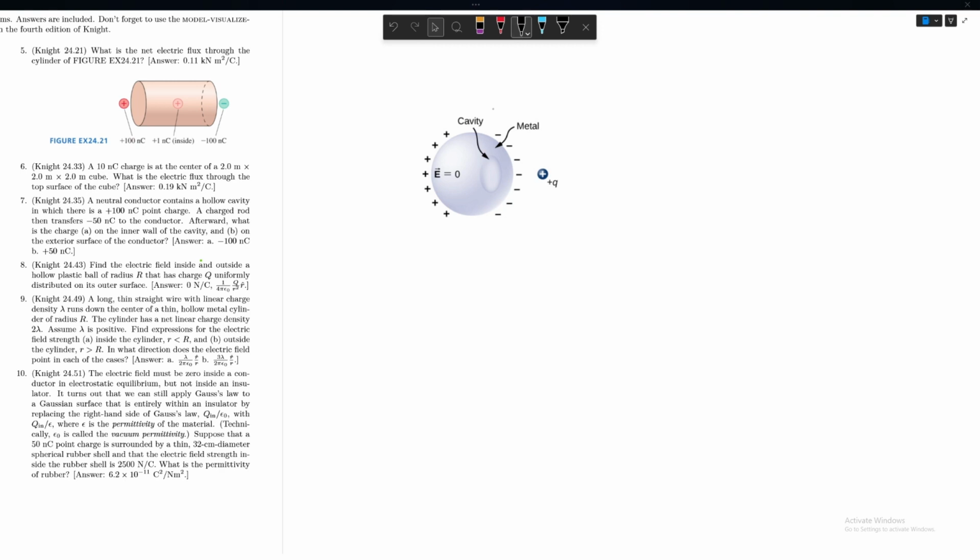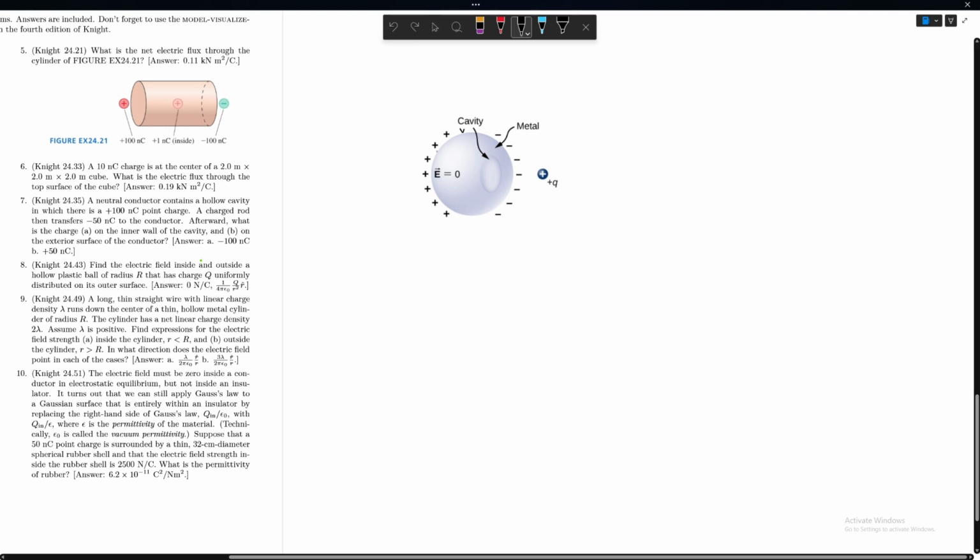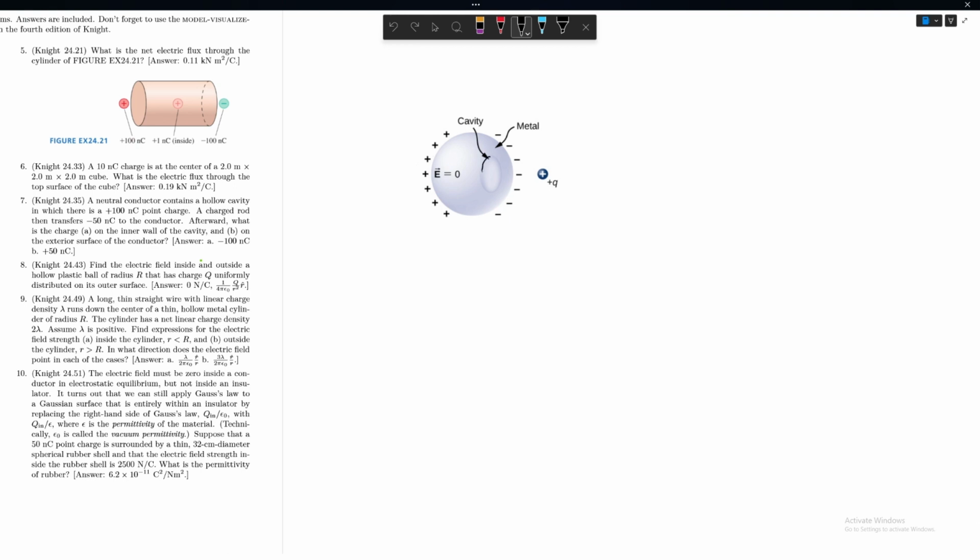It's not exactly this question; I'm just using this as an example. So it says a neutral conductor contains a hollow cavity. This is my neutral conductor, and it's metal. That's why it's a conductor. And it contains a hollow cavity, which is this part, right? And in which there is a 100 nanocoulomb point charge. So we're going to ignore that for now.